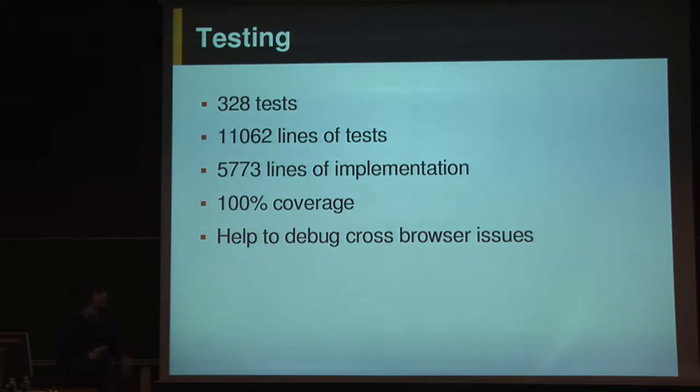And for helping also with cross-browser issues, we do a lot of tests. So currently, jpoker is like 5,000 lines of code, but there is twice that in tests, like 10,000 lines of tests. There are 300 independent tests, and they provide 100% coverage on the code base.